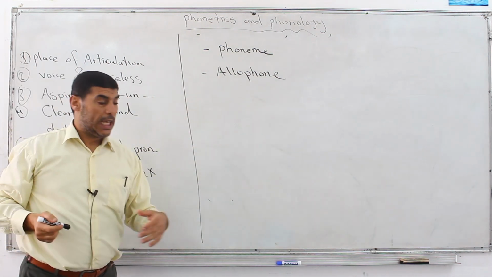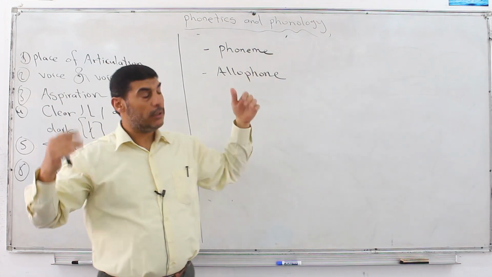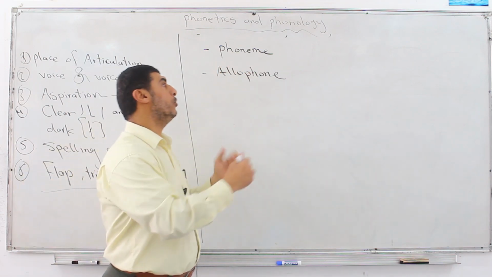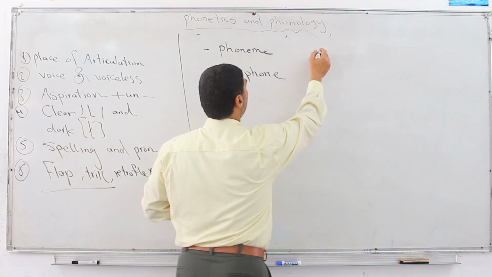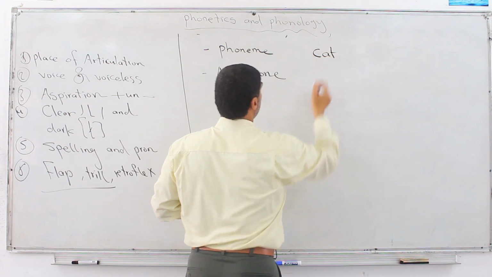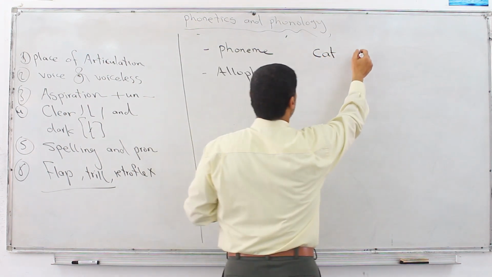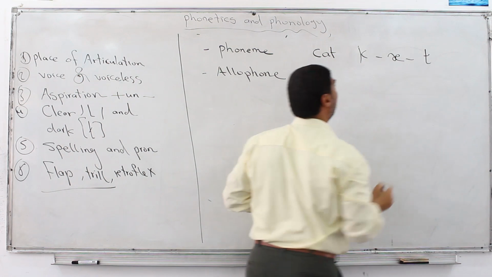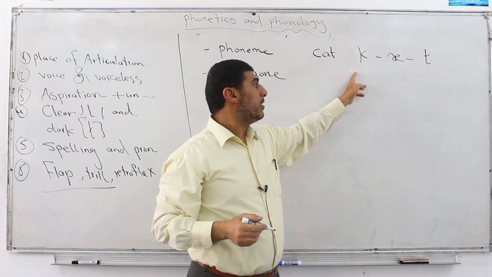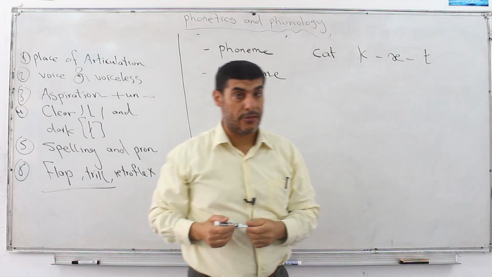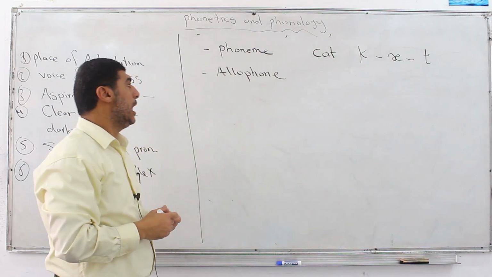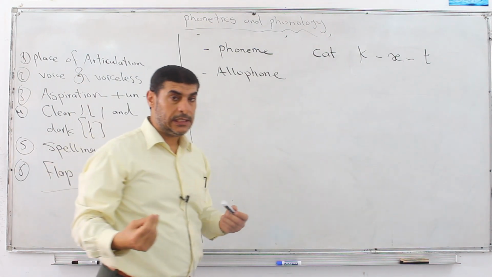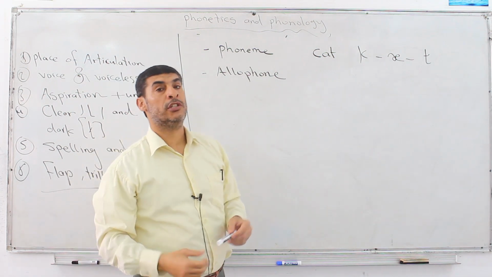What is an allophone? A phoneme, as you recall, is the smallest unit of sound. If I say the word cat, cat has three phonemes or three sounds: k, a, t. So this is a phoneme, this is a phoneme. The word cat has three different sounds. But what is an allophone? An allophone is a slightly different pronunciation of the same phoneme.